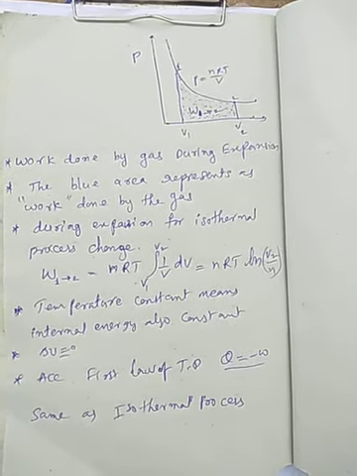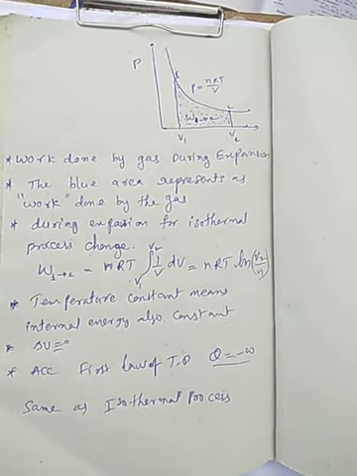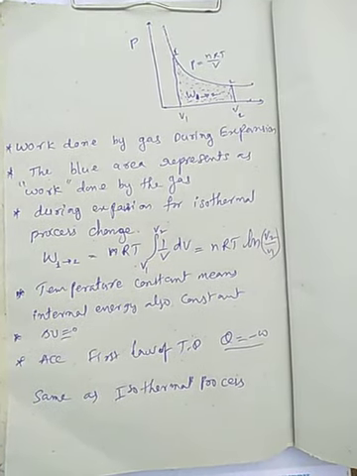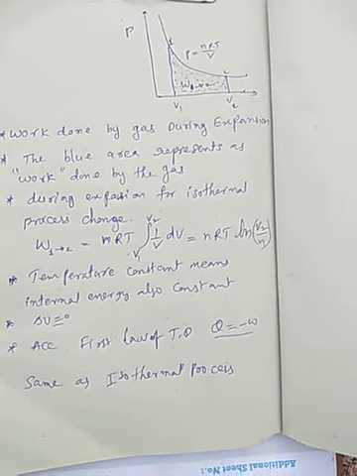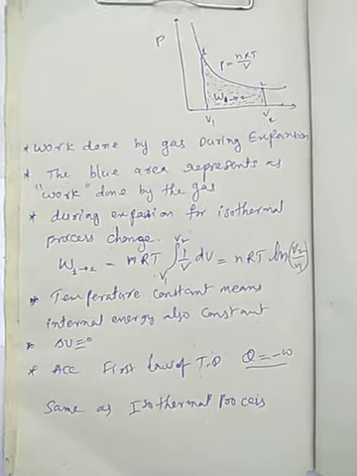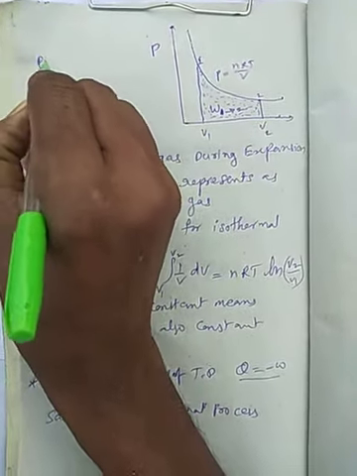I am going to explain thermodynamics part 11. In the previous class we already discussed the isothermal process, where an ideal gas expands isothermally. In this process, graphically represented, PV is constant.